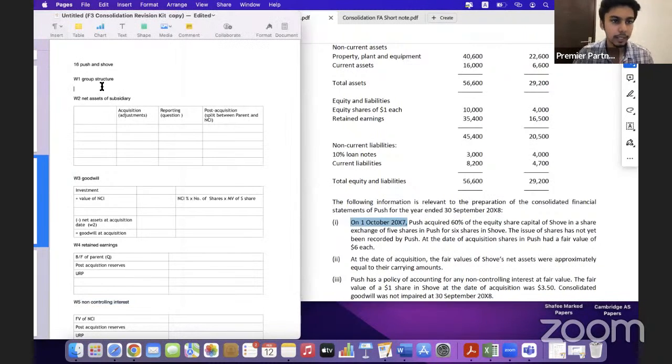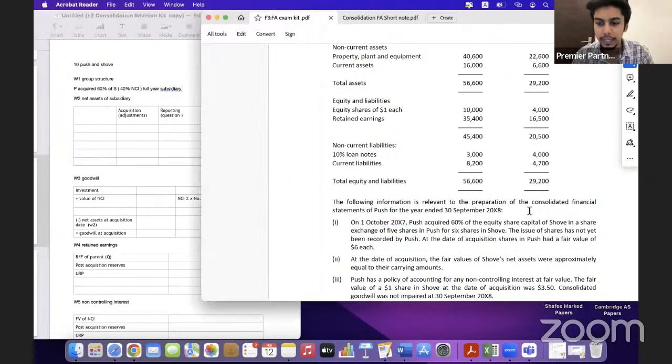Understood? So therefore, guys, let me now update the group structure. Parent acquired 60% of S. That means there is a 40% NCI, and good thing that this is a full year subsidiary. Done. Finished. Okay, let's go to the next part.